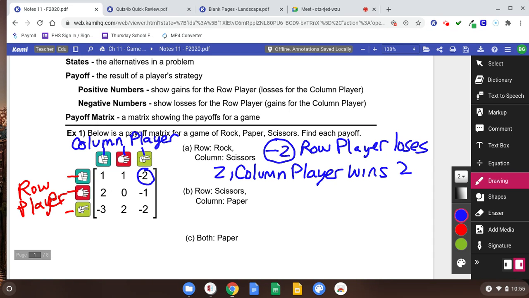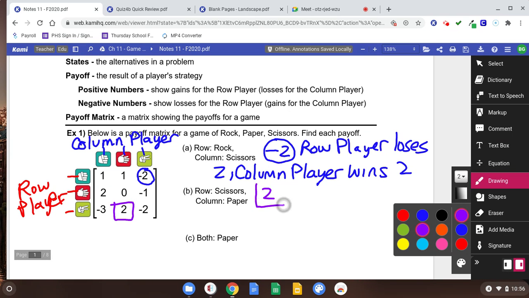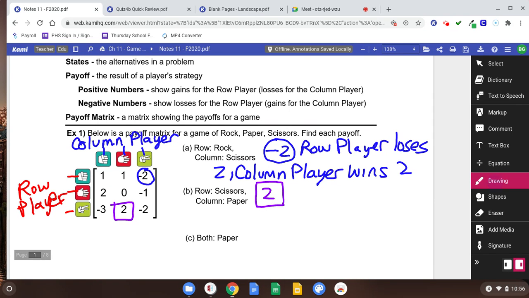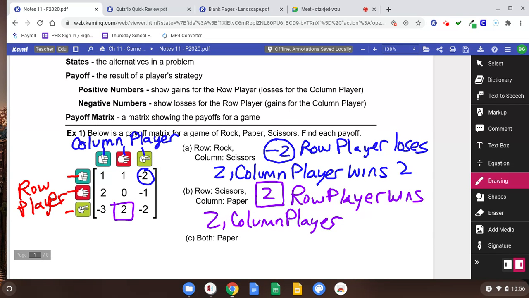Part B, the row player throws scissors and the column player throws paper. Row is scissors, column is paper. That's this number right here, 2, okay? I'm going to put a box around it just to differentiate, okay? And think about what that means. The row player wins 2 this time, right? And the column player loses 2.